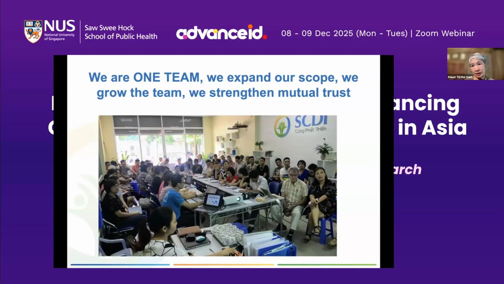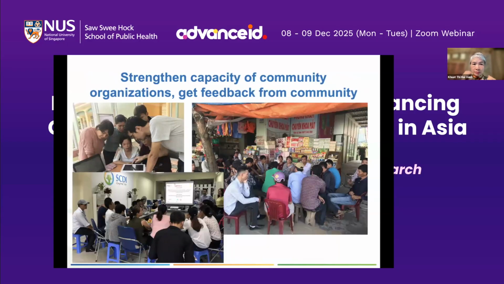We have a lab team, a clinical team, an epidemiological team, but we have a big community team, and everybody is sitting together. So it's not only to tell them what to do, but to really discuss the research question, to discuss the operation, to validate the result. During the recruitment time, we have a meeting every week with everyone. That strengthens the capacity of all of us, and it grows our team. We expand our scope, and we strengthen the mutual trust between everyone.